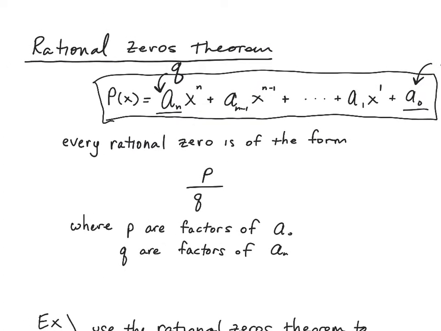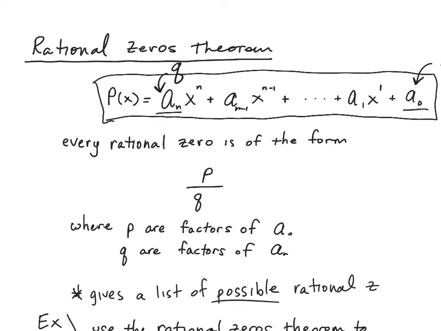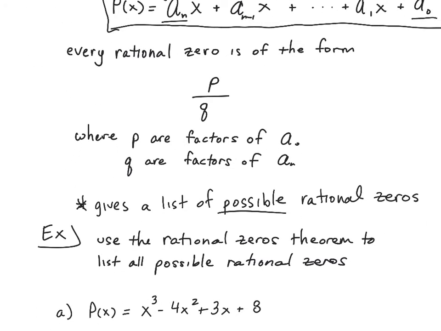And what's important to remember and important to jot down here for notes is this rational zeros theorem gives a list of possible rational zeros. So the rational zeros theorem does not tell you what the rational zeros are. It gives you a list of possible rational zeros from which you can test to see which ones actually are indeed zeros.